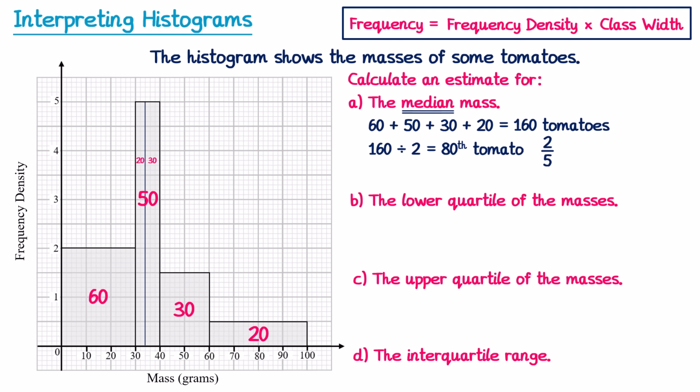You can now see that up to this point we have 60 tomatoes from the first big bar, and then 20 up to this line, which takes us to the 80th tomato. So to find the median, we can just read off the mass from the bottom axis here, and I make that 34 grams. So the answer to this question is 34 grams. Now if you remember, I did say there was a second way of approaching this, and some of you may prefer this way instead.